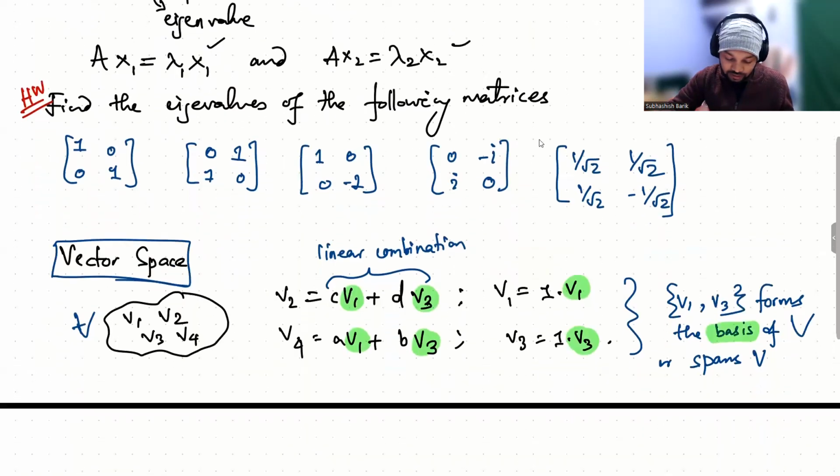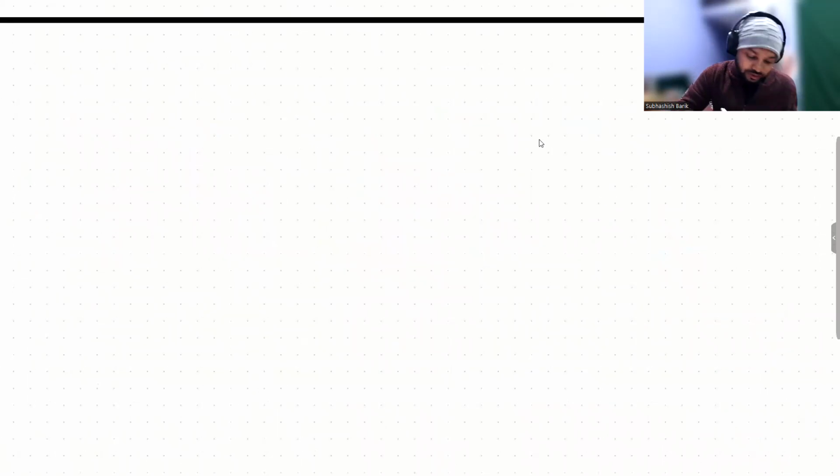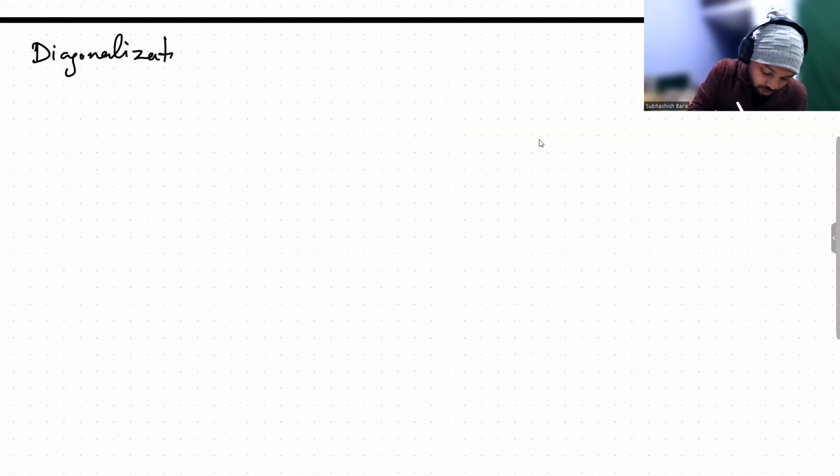The last topic that I want to address here is diagonalization. Diagonalization is something very important. Again, we might not need it immediately in our course, but at some point I think we'll need it. But it's anyway good to know.